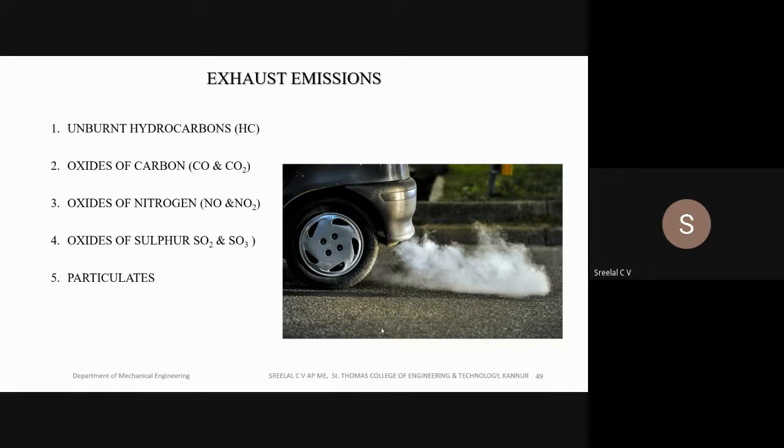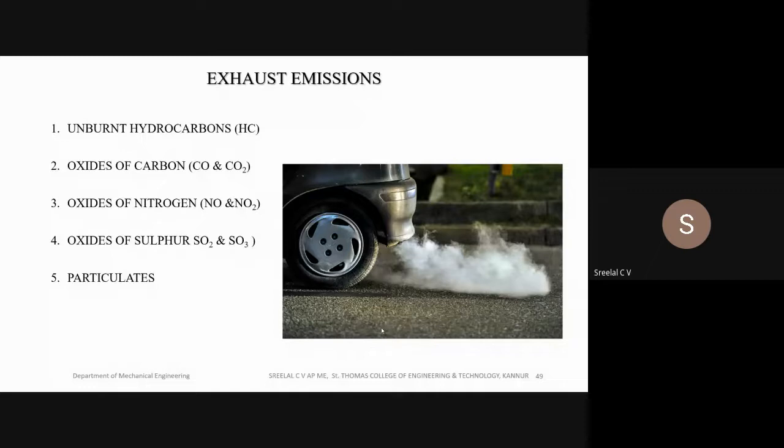The next one is the oxides of carbon, like carbon monoxide and carbon dioxide. From carbon monoxide and carbon dioxide, which one is dangerous, or simply, which one is causing discomfort for human beings? Can you please say which oxide of carbon is dangerous for human beings? Monoxide. Monoxide. Why?